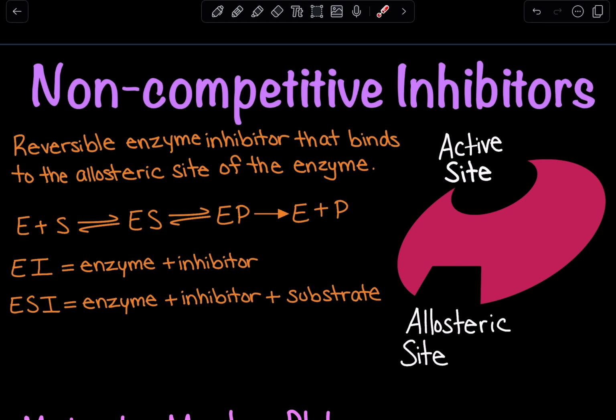We will go over the Michaelis-Menten and Lineweaver-Burk plots in the following videos. Just one thing to note before going into the next videos is that for non-competitive inhibition, our Vmax, so our maximum velocity, will decrease, whereas our Km, our substrate concentration at 1/2 Vmax, will remain the same.